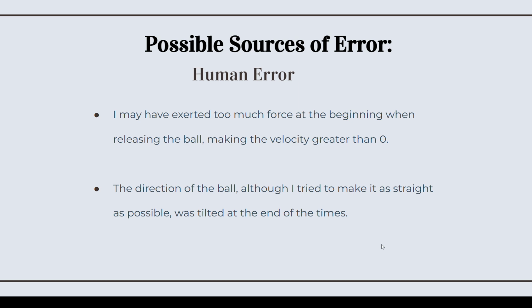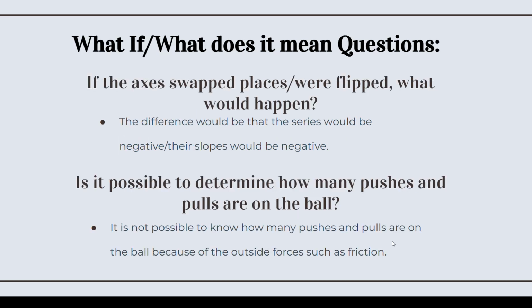So, some possible sources of error from this. There was human error, possibly. I may have exerted too much force at the beginning when releasing the ball, making the velocity greater than 0 and having more of a net force than 0. And the direction of the ball, although I tried to make it as straight as possible, was tilted at the end of the time, so at the very end there.